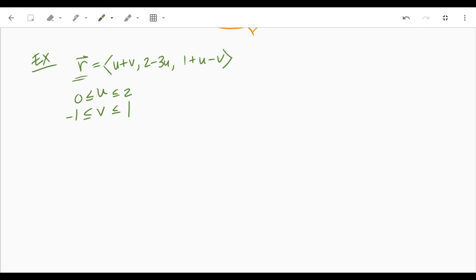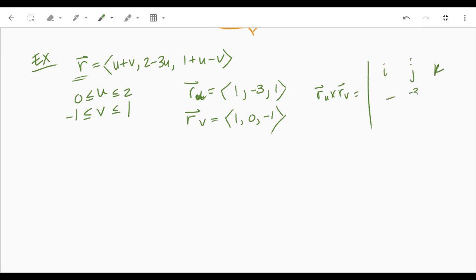Remember, we're going to do the cross product of r_u and r_v. So we have to find r_u, which would be ⟨1, -3, 1⟩, and then r_v is ⟨1, 0, -1⟩. So our cross product: we're going to do i, j, k, 1, -3, 1, 1, 0, -1. So we'll have 3. And we'll have -1 minus 1 to get -2, but then we make it positive. And then for k, 0 minus -3, so 3.